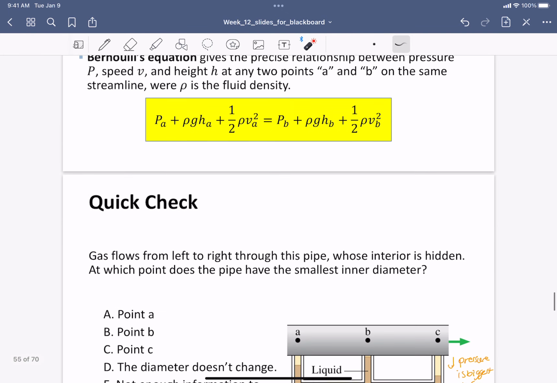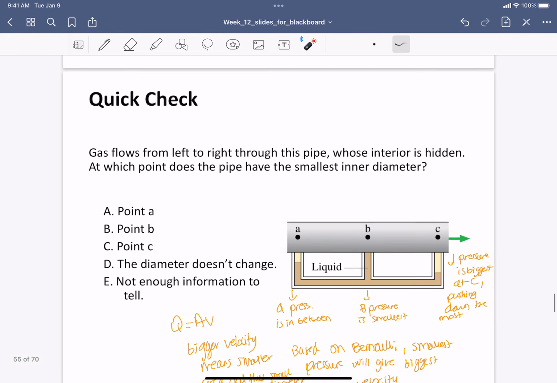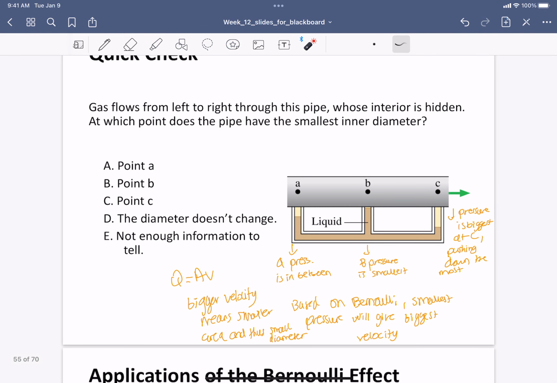But going back here, let me see this problem. Gas flows from left to right through this pipe whose interior is hidden. At which point does the pipe have the smallest inner diameter? Okay. So if we have flow from left to right, at which point does the pipe have the smallest diameter? So B, pressure is the smallest.